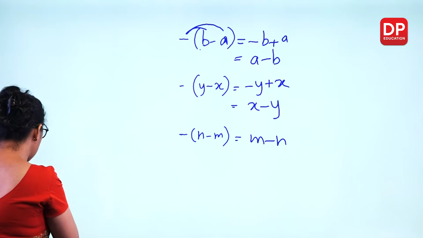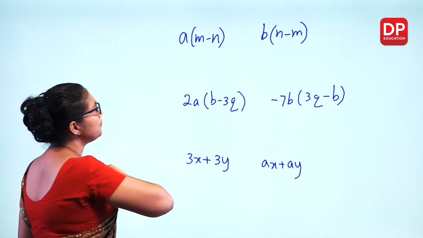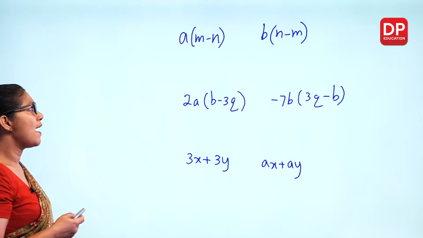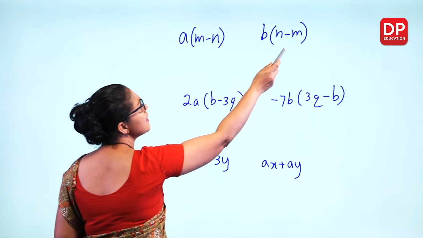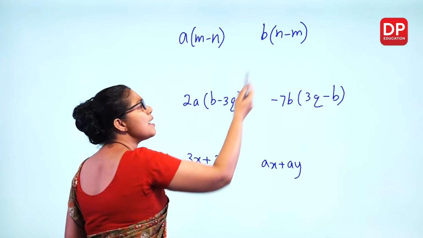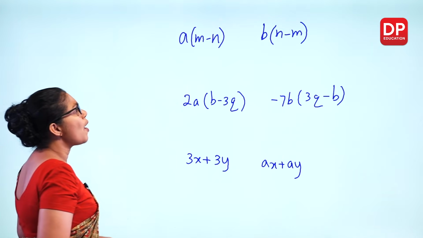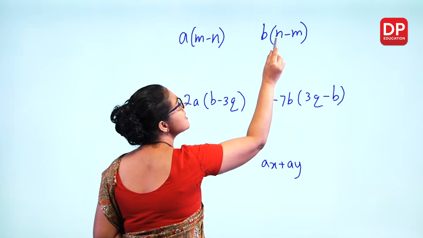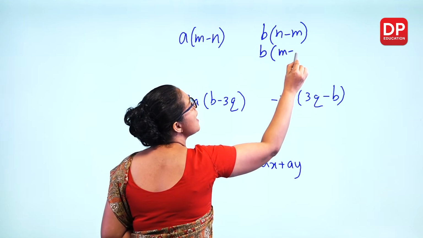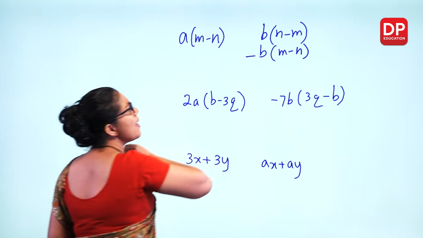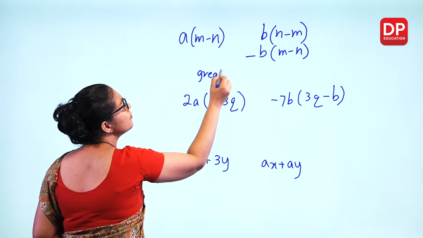So we'll take these expressions. When you take this one, to find the common factors, here a and b are not common, but look at this bracket. m minus n and n minus m. Same letters are there, but the order is not the same. So what we can do, we can write the same thing as b and m minus n, and we have to take a minus sign. So what's the greatest common factor now?